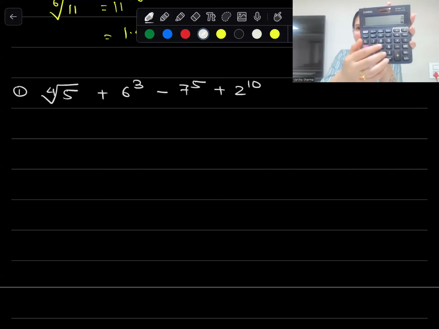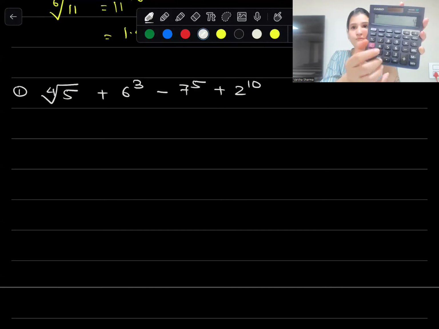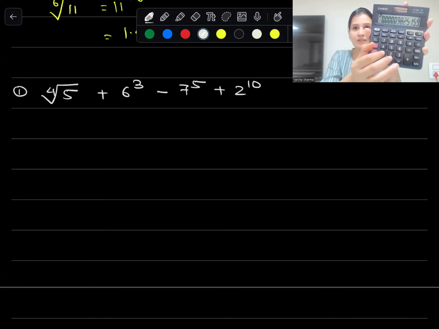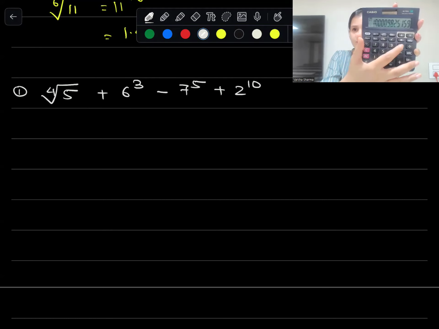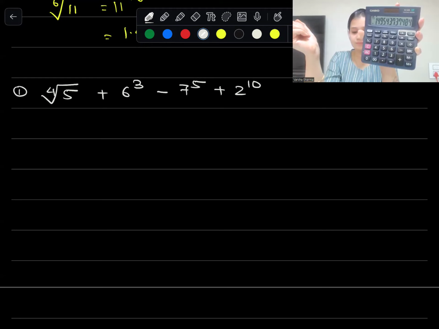Let's first find the 4th root of 5. Minus 1, divided by 4, plus 1, then multiply 12 times. I'll save this as M plus.